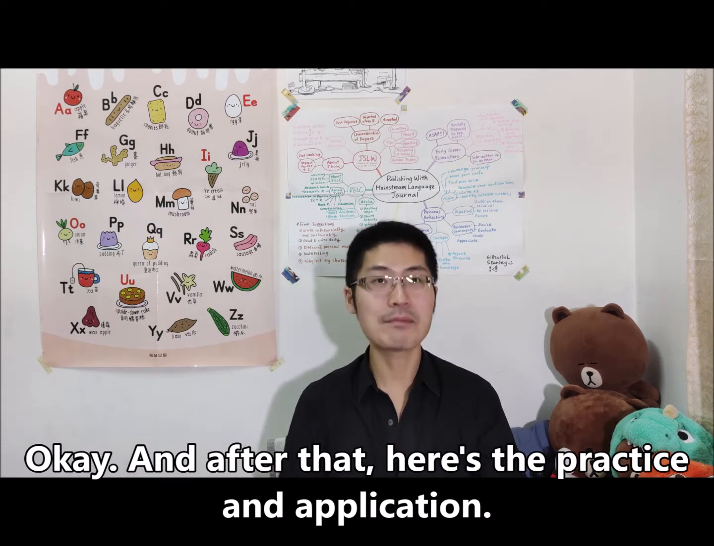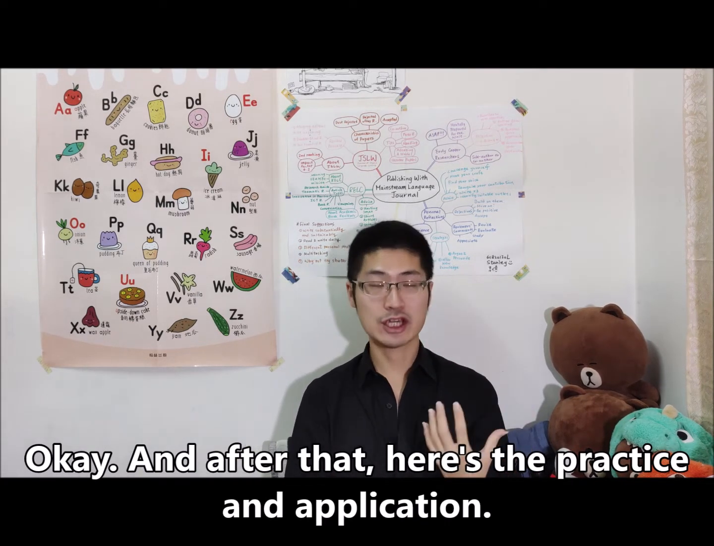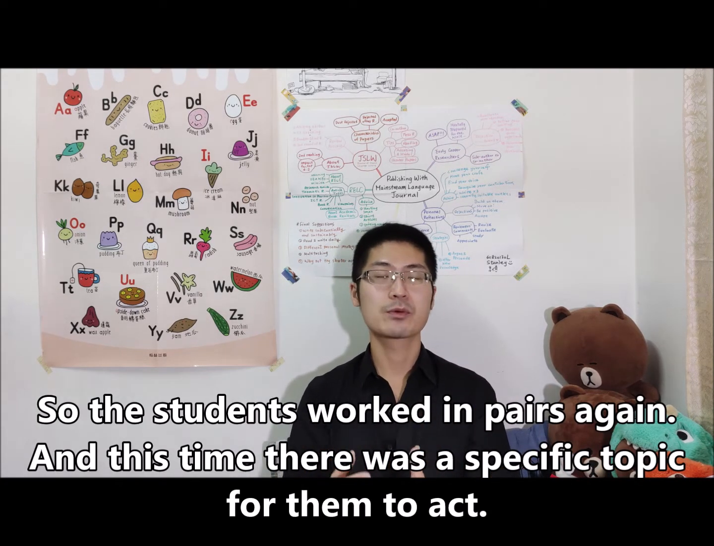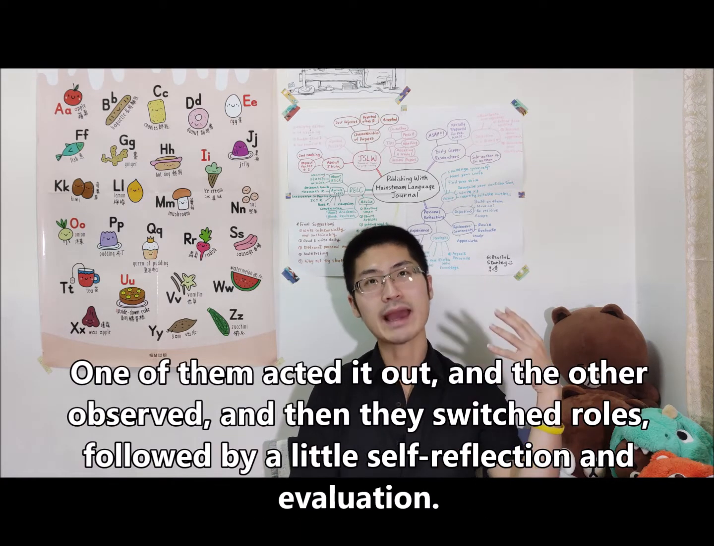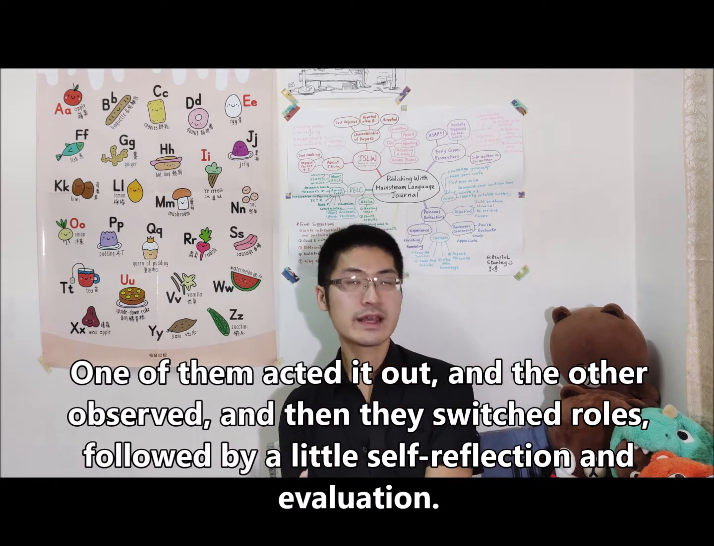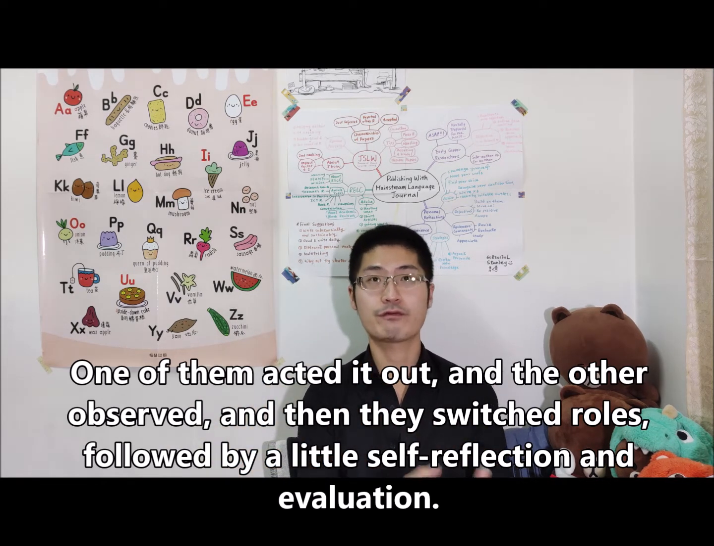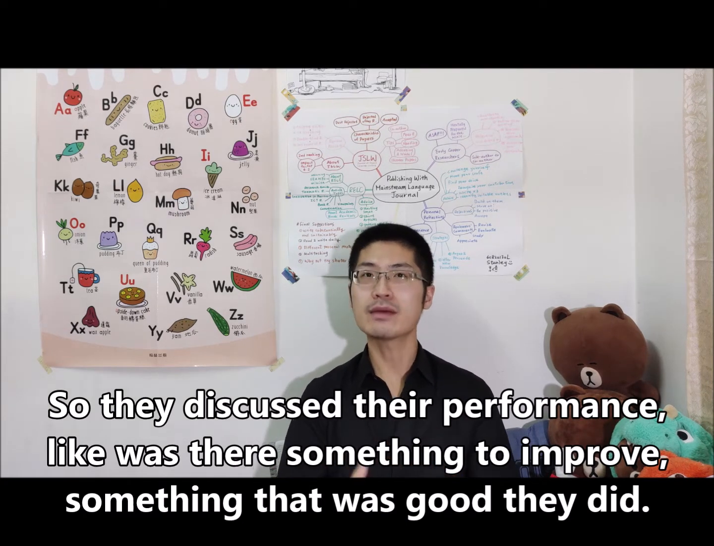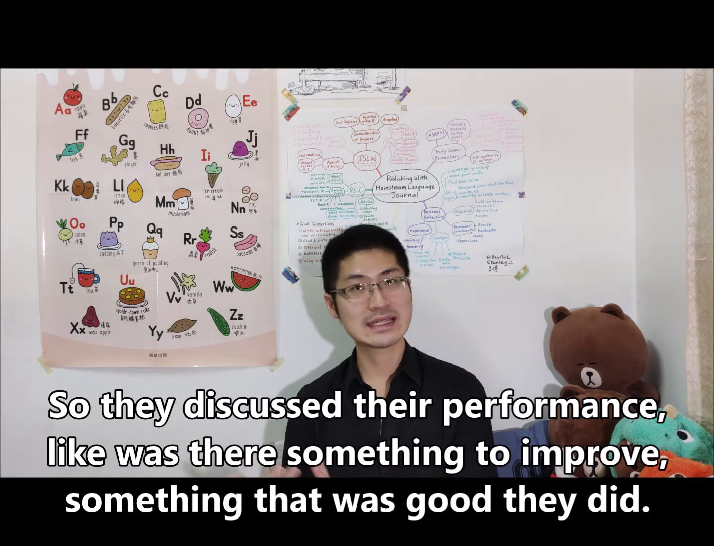Okay, and after that, here's a practice and application. So the students work in pairs again, and this time there was a specific topic for them to act, and one of them acted out and the other observed, and then they switch roles, followed by a little self-reflection and evaluation. So they discuss their performance, was there something to improve, something good they did.